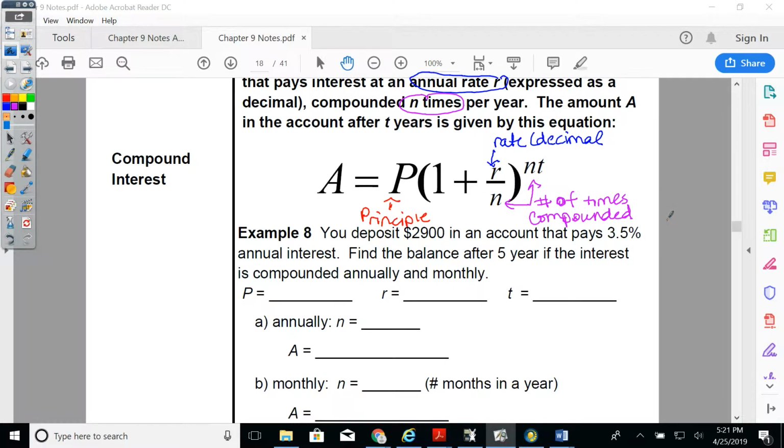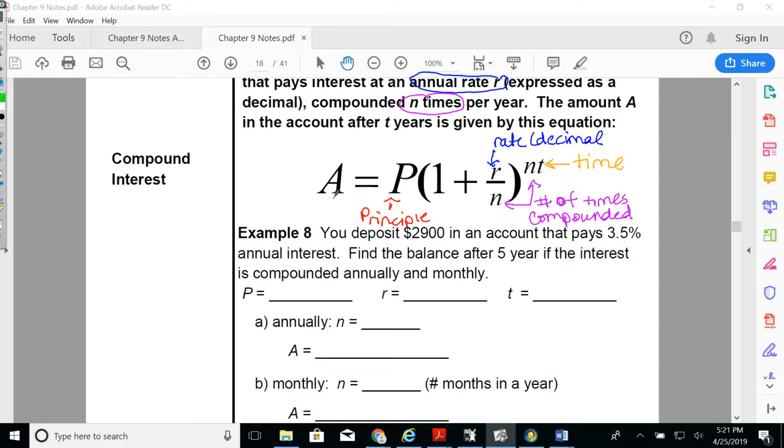How often does it take your money, multiply it by the interest rate, and add it to your savings in a year? So does it happen once a year? That would be annually. Every month? That would be monthly, 12 times a year. So it depends what the frequency is, what these n values are going to be. And then T is your time in years. The A value, that's your final number. That's what you end up having in your bank account at the end of the time.